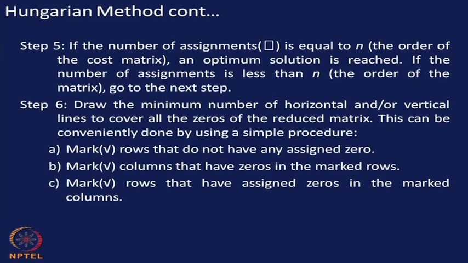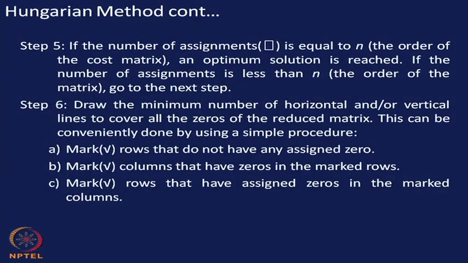What is the next step? You draw the minimum number of horizontal and vertical lines to cover all the zeros of the reduced matrix. You can do it by which way? Follow this one. Mark tick rows that do not have any assigned zeros. There may be rows which do not have any assigned zeros. So, in that case you mark them this way.